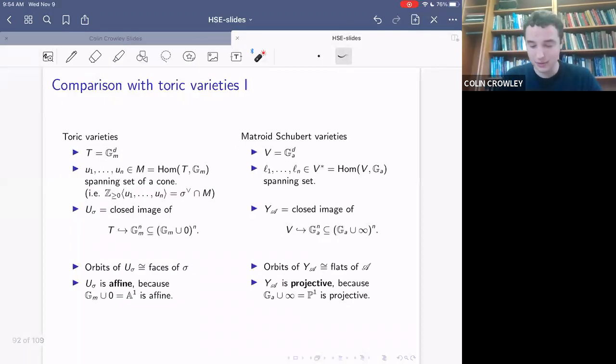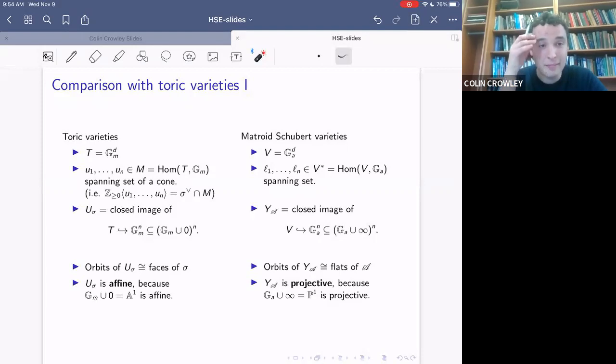And here's this odd feature, which is that this Y ended up being projective, and this was because G_a union infinity was projective. It's P1. So I think about this analogy as many of the formulas being the same, but there's a very strange thing that happens where affine toric varieties are like Matroid Schubert varieties, which is strange to me because one is affine and the other is projective. But in any case, here are the formulas.